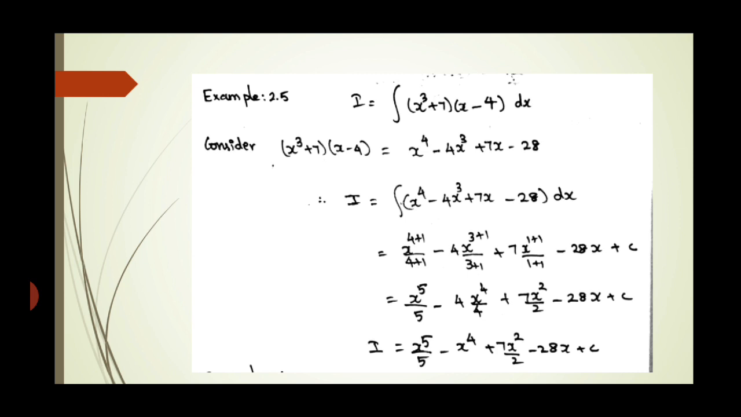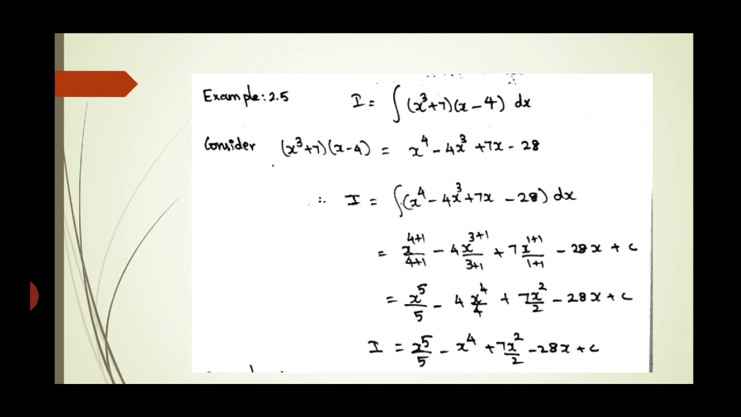Now let's see the sum. So I equals integral of (x cube plus 7) into (x minus 4). So we have two brackets there, but you cannot integrate that at one time, and moreover they are in product form. We should try to express that in sum or difference form. So what I'm going to do, I'm going to take only the integrand part. Integrand means except the integral sign and dx, take the function alone. So consider (x cube plus 7) into (x minus 4). First we are going to simplify it.